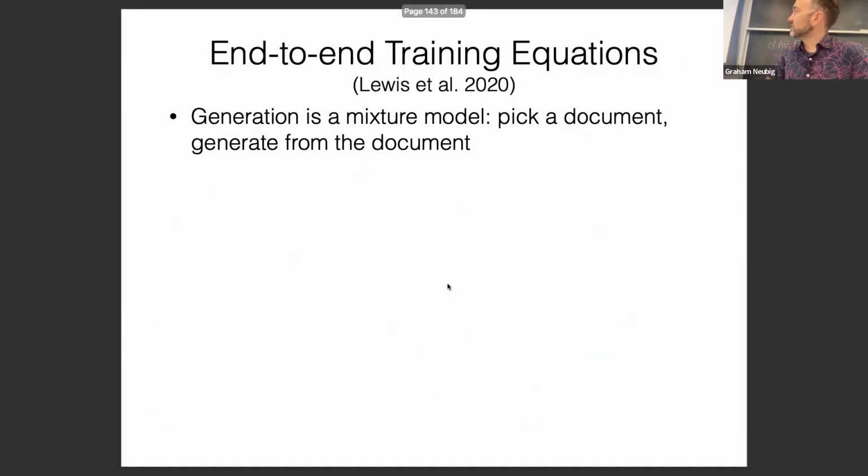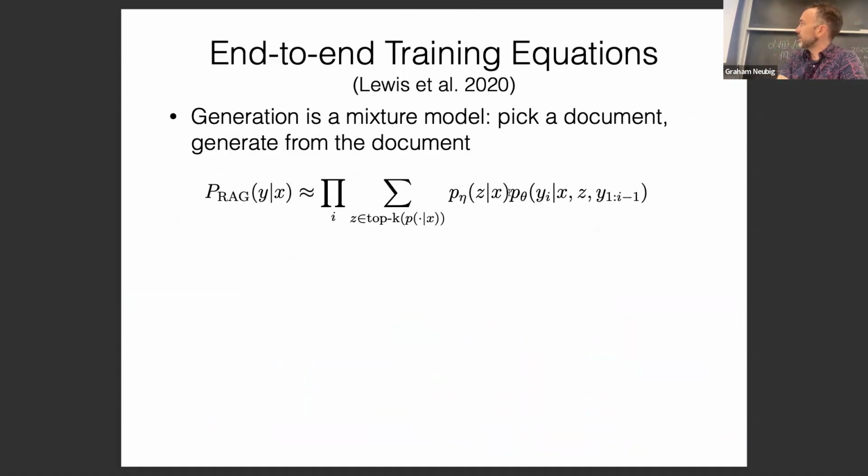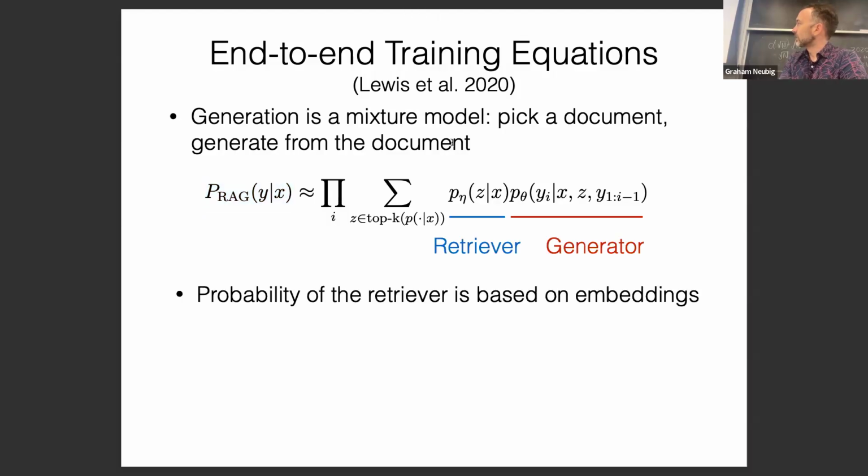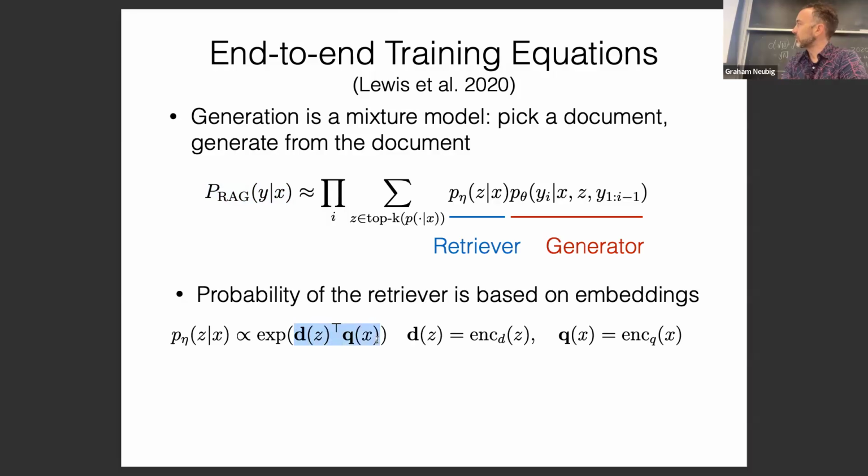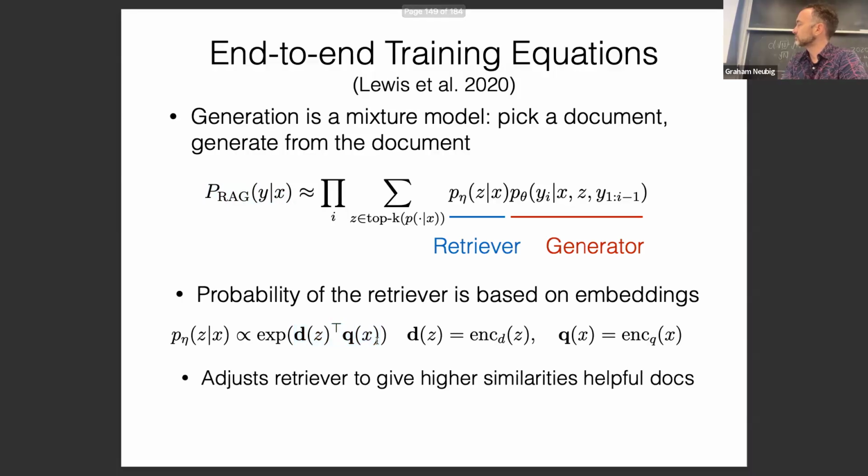And the equations look a little bit like this. Each time you calculate the probability of a token, you have the probability of the retrieved document Z given the query. And then you have the probability of the next token given the query, the retrieved document, and all of the previous tokens. This gives you your final probability. And this is end-to-end differentiable, so you can use it to optimize both the retriever model and the reader model. The probability of the retriever is based on embeddings: you take the softmax given the inner product between the query and document embeddings.